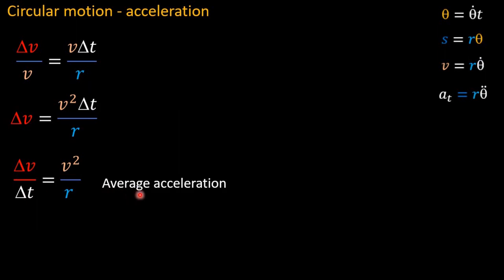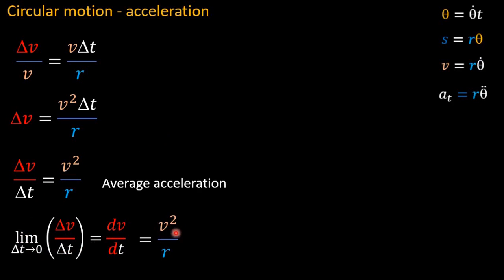So even though the particle isn't actually speeding up along the circular path, it's changing direction, which means that it's accelerating. Okay. So if I then take the limit as delta t approaches 0 for delta v by delta t, I get dv dt, which is equal to v squared over r.